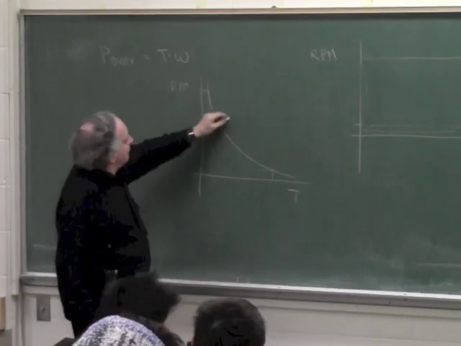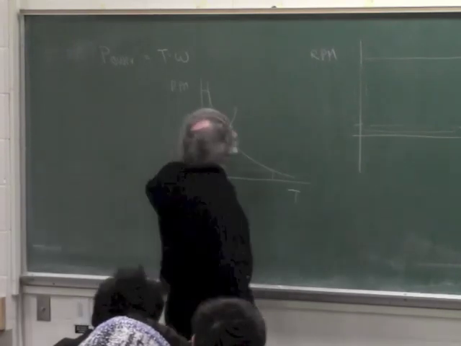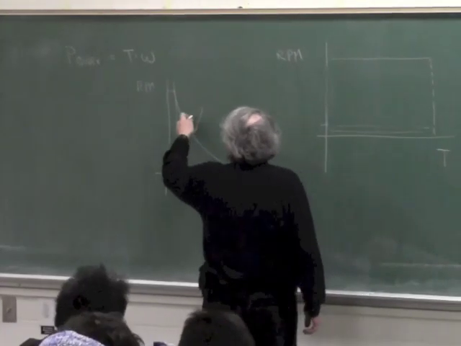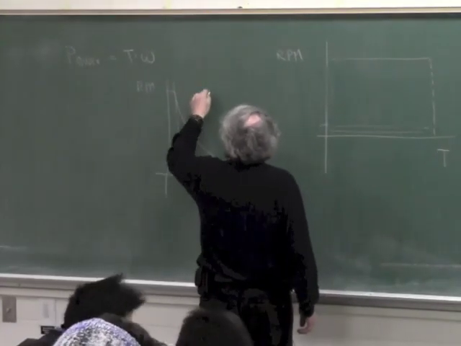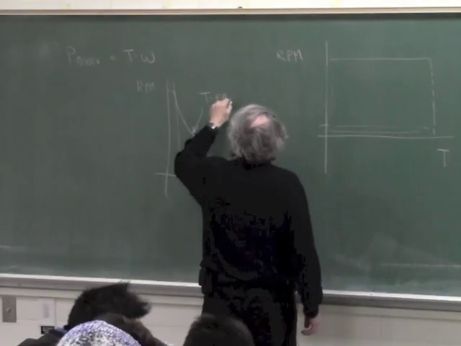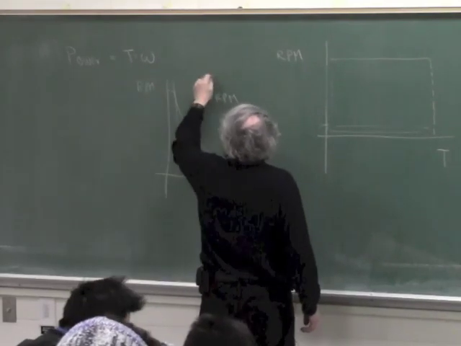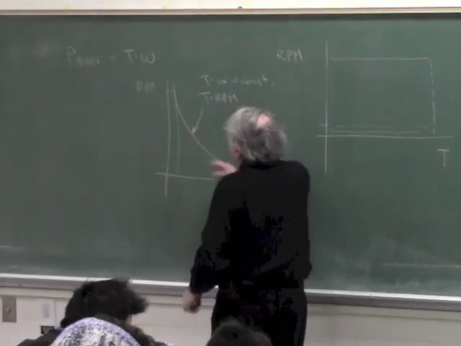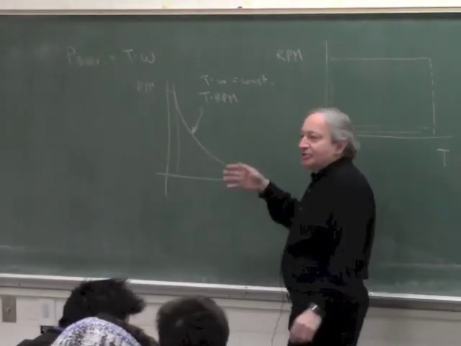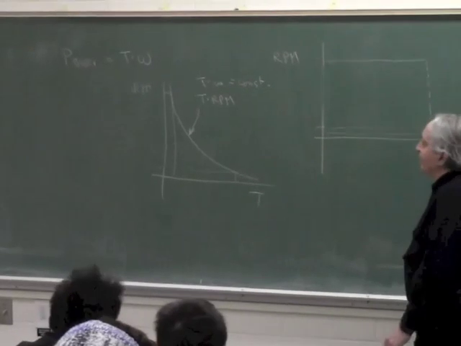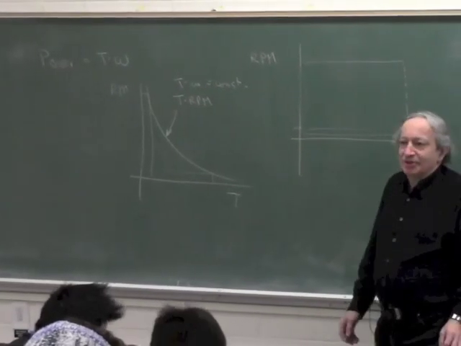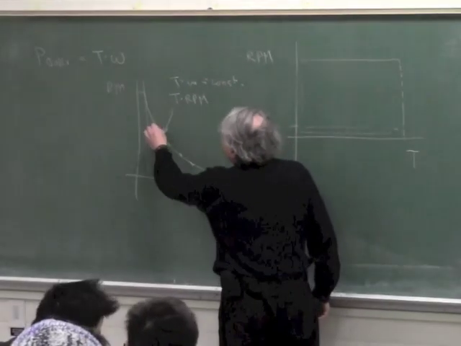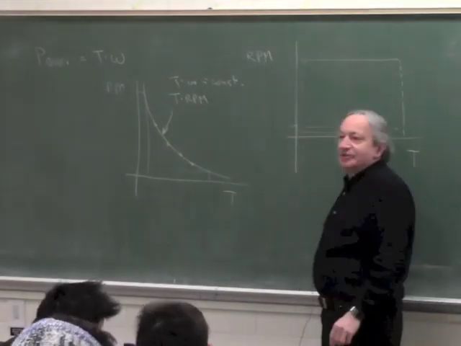This graph is hyperbolic. Basically, torque times RPM, or torque times omega, is constant. So RPM is a constant times 1 over torque. Now this graph is actually much better for most applications, because at any point on the graph you are utilizing the maximum power of the motor.